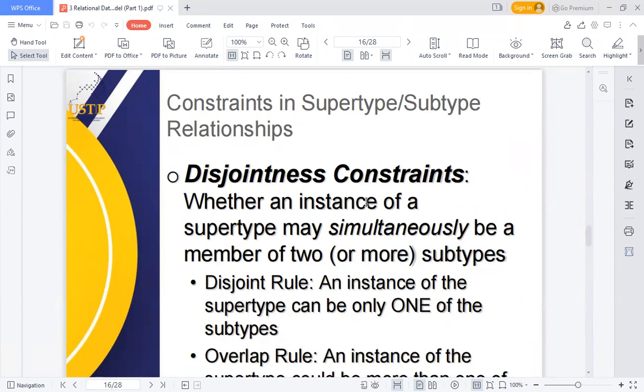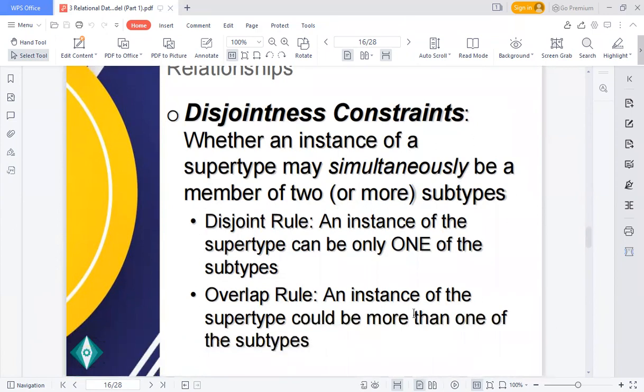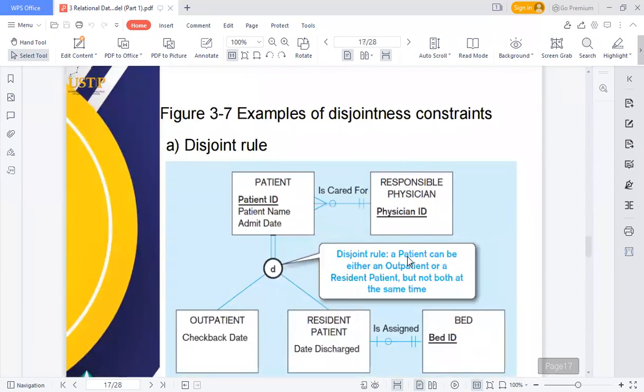So for disjointness, you have the disjoint rule and the overlap rule. For the disjoint rule, an instance of the supertype can only be one of the subtypes. For the overlap rule, an instance of the supertype could be more than one of the subtypes. To illustrate, let's have this.